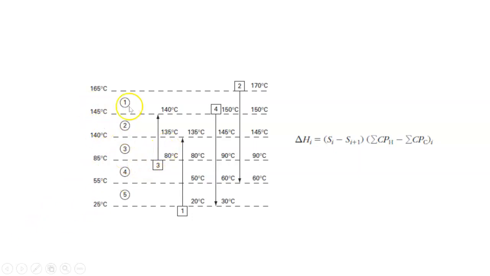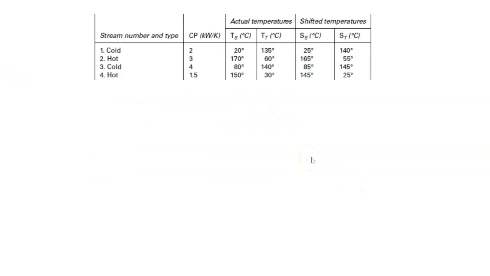So for every interval, I'll find out delta H by multiplying the temperature difference with the heat capacity summation difference of hot minus that of cold. So first my job is to list the temperature, then identify the streams which are falling within individual interval, and for every interval I'll find out delta H. So how do I do that?